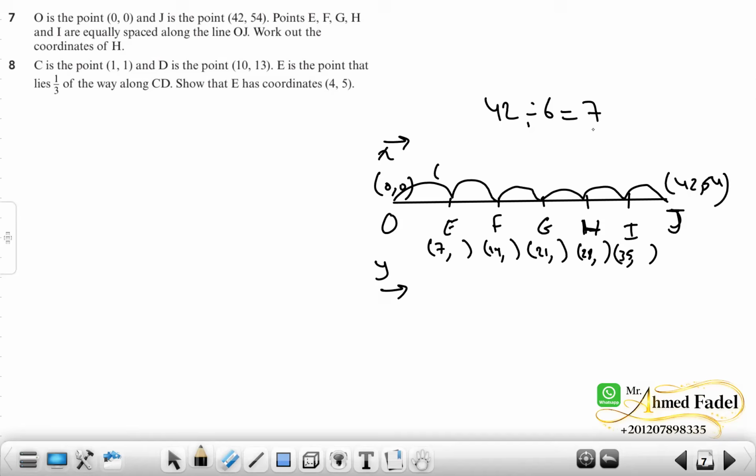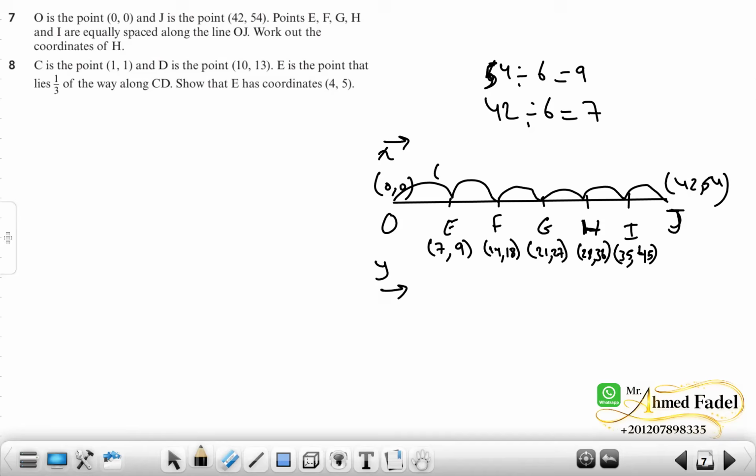Now, what about the J? The J is actually 54. It jumped 54, but 54 divided by how many sections? 54 divided by 6 sections, which is 9. Every time I'm adding a 9. So this is a 9, then 18, then 27, then it is 36. Then after that, it is going to give you what?